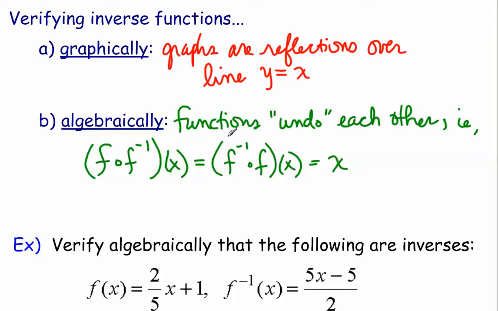So the algebraic way of showing that we have inverses is to show that they really undo each other, and that's by using function composition. So we need to show that f of f inverse of x is the same as f inverse of f of x, which is x. In other words, I take my x, remember how composition works, I plug it into f inverse, get an answer, take the answer, plug it into f, and I get back what I started with, my original x. All right, let's take a look at how that would work.